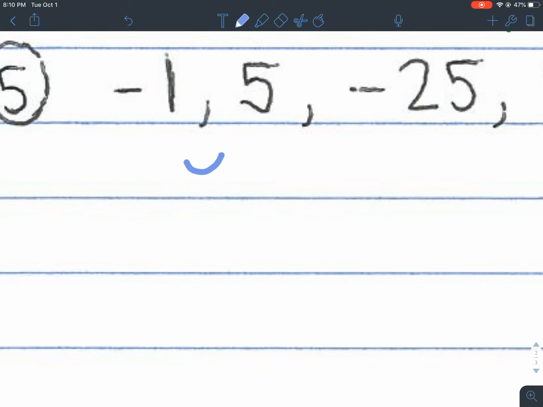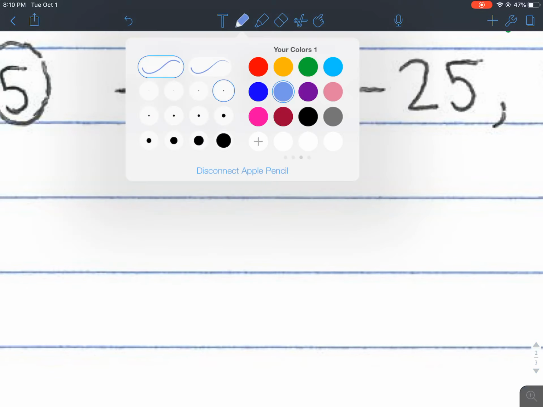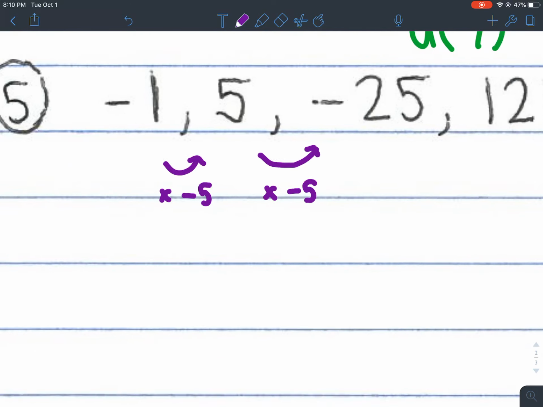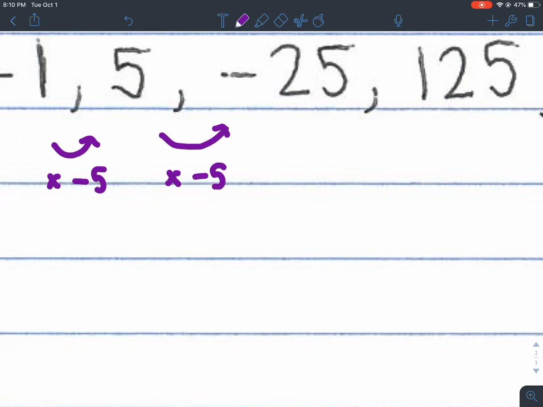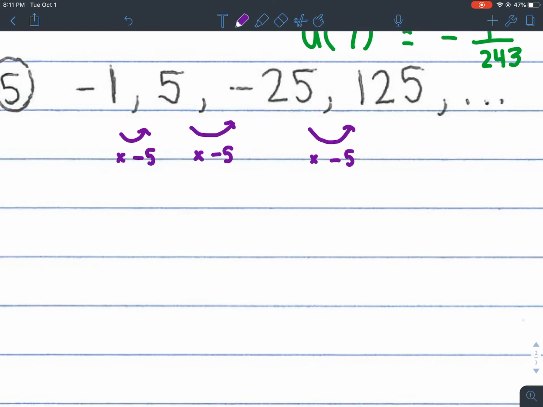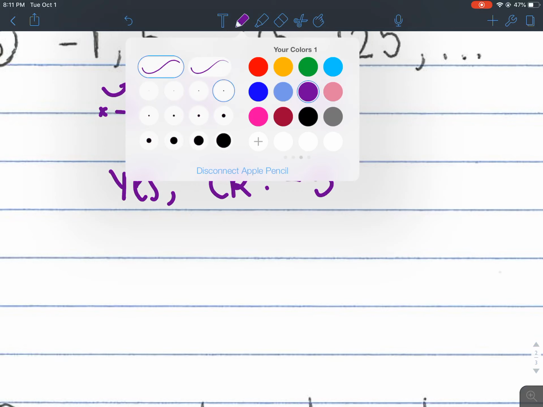Well, if I multiply -1 by -5, I get +5. If I take 5 and multiply that by -5, I'm going to get -25. If I take -25 and multiply that by -5, I get 125. So I'm multiplying by a negative here. So yes, this is geometric. Your common ratio is -5.